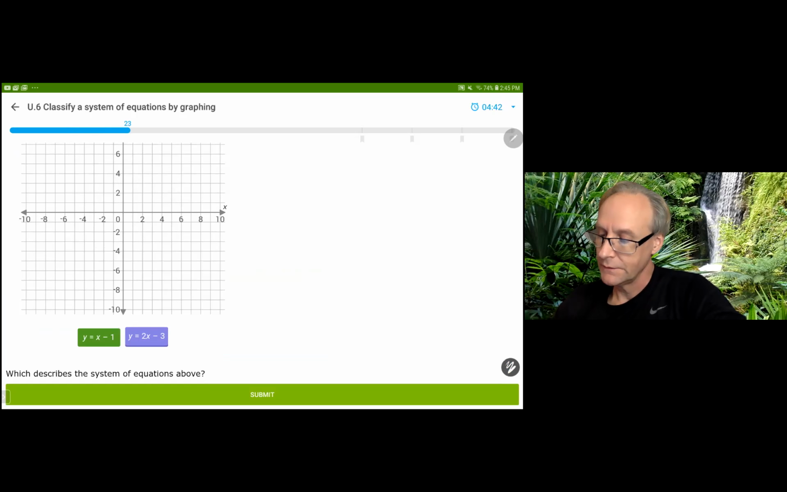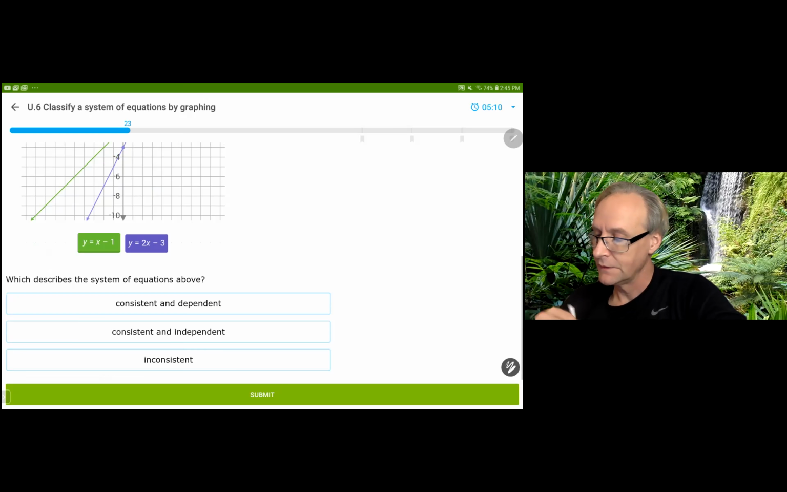colors here. So I'm going to do this one first. This one goes through 0, -1, has a slope of 1. There's my green equation. My blue equation goes through 0, -3, and has a slope of up 2 and over 1. And you can see that we have one solution, and the solution happens to be (2, 1), but it has one solution. And these are independent lines. That's how you can tell. They're two separate lines, makes them independent, and they're consistent because they have a solution. So that is consistent and independent.